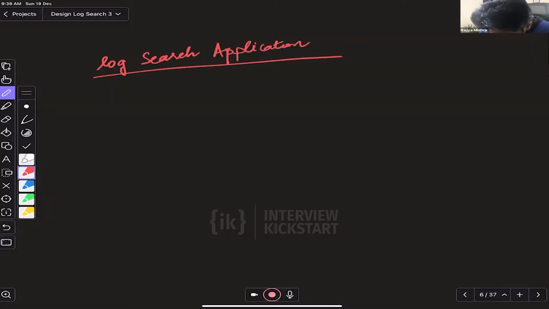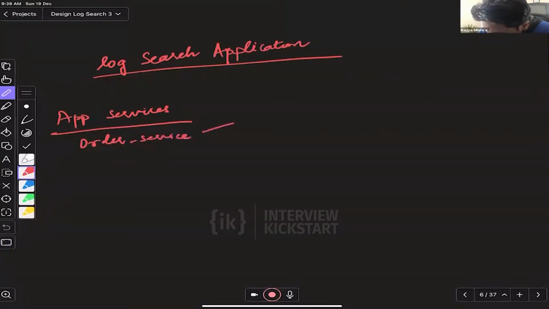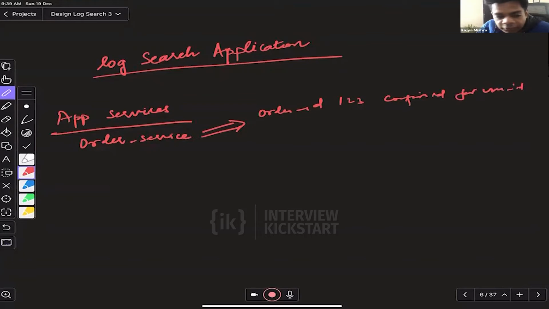So we all know that the application services are always emitting logs. Let's say there is some order service. It would be sending out logs like order ID 123 confirmed for user ID. This kind of log could be emitted from the order service.